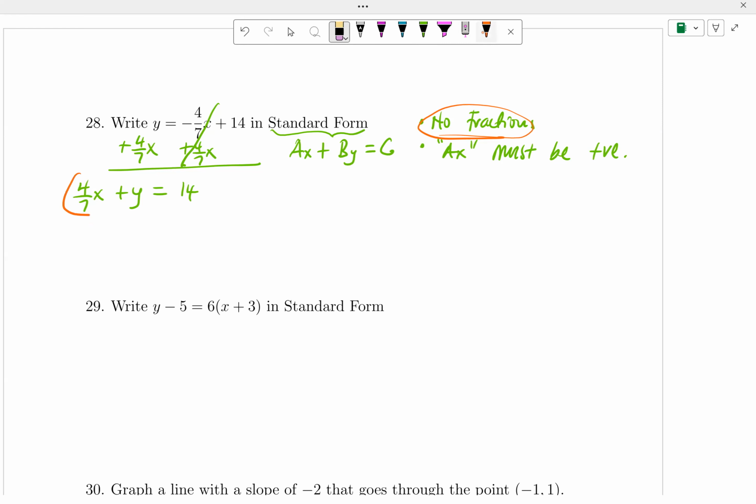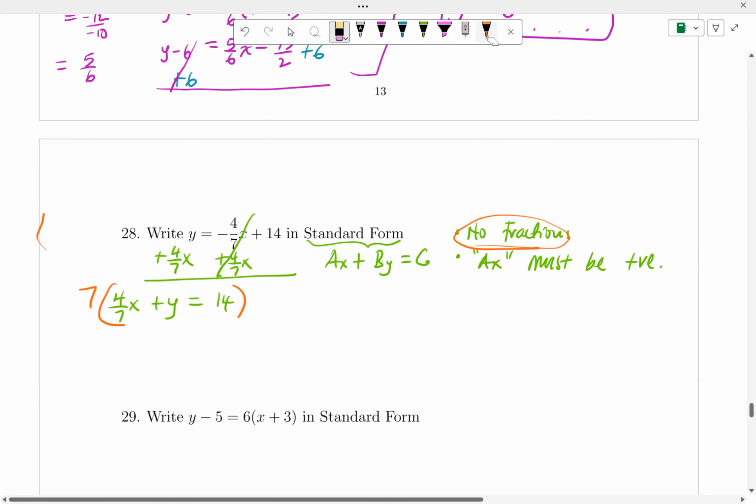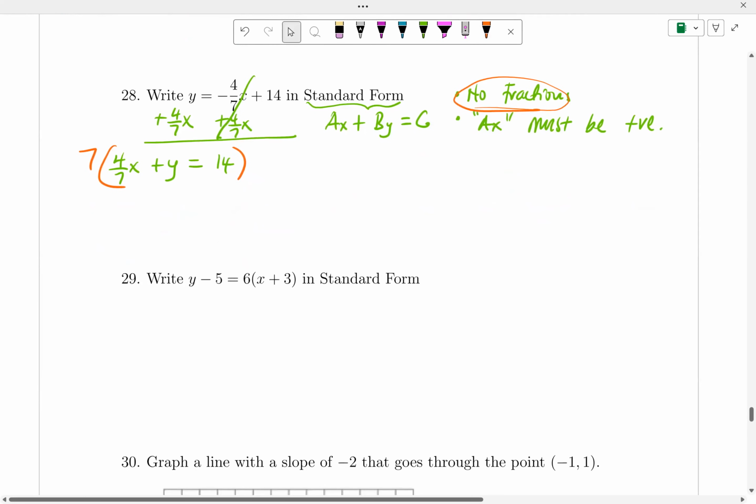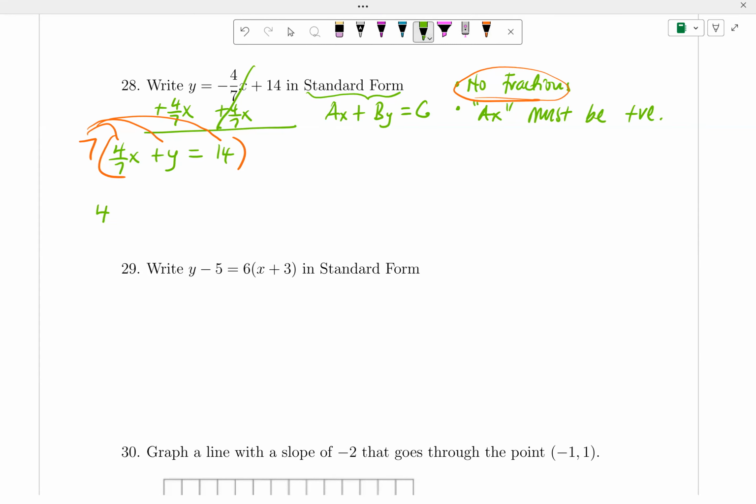Good news. It's literally just multiply the entire fraction by whatever that denominator is, which is a 7. What happens is the 7 and the 7 are going to cancel out. But remember, you're distributing this into all of these. So for the first one, the 7 and the 7 will cancel out, so we're left with a 4x. The second one is 7 times y, it's a 7y. The third one is a 14 times 7, which is 98. That's the equation in standard form.